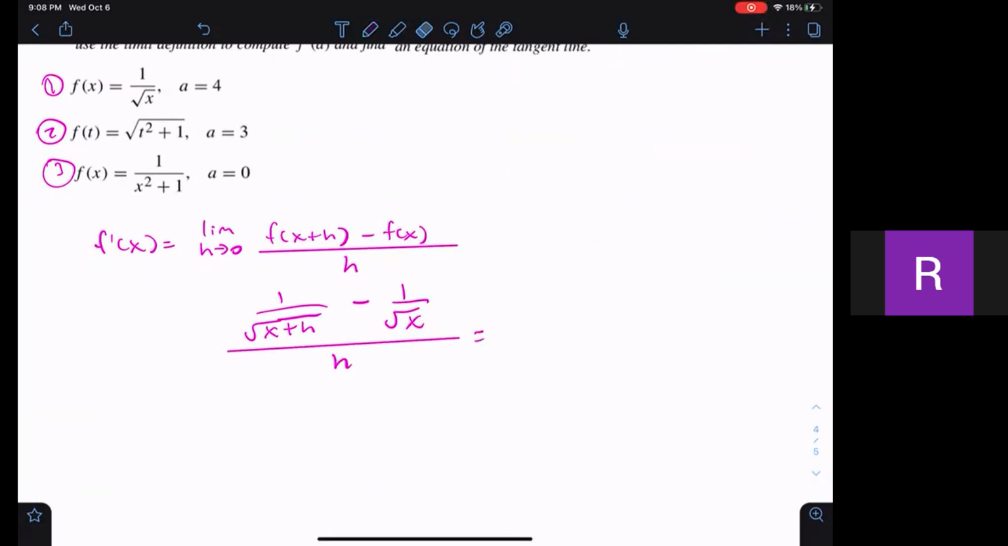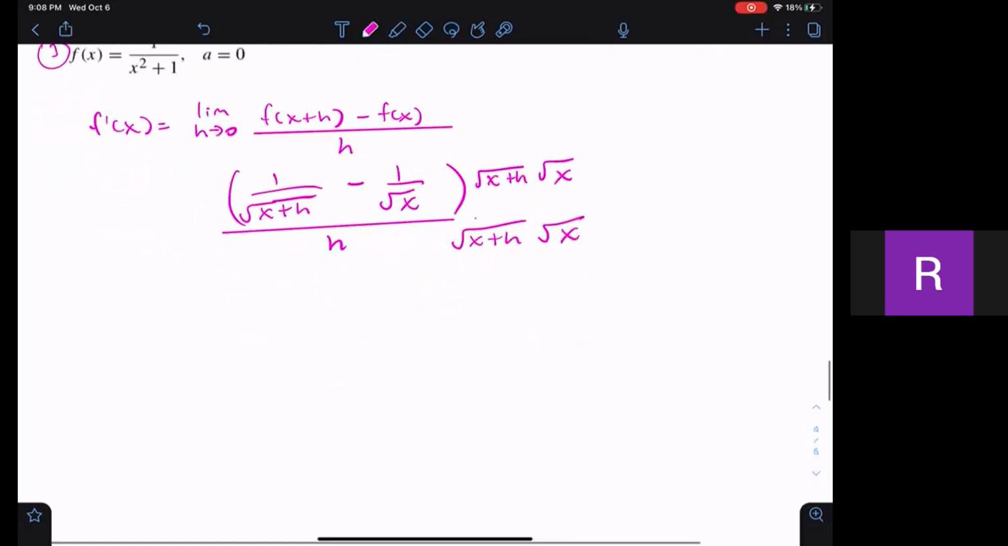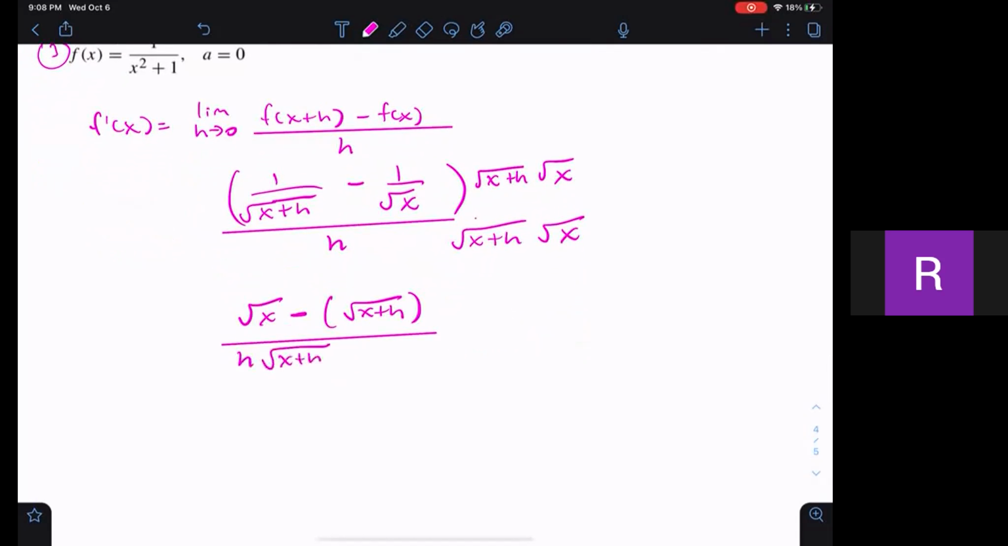And if you do this, you need to multiply everything by square root of x plus h times square root of x, right? And then the same here. Numerator and denominator by that. So if you do that, you get square root of x minus square root of x plus h, and then in the denominator you get all this stuff, right? So h, and this is square root of x plus h times root x.